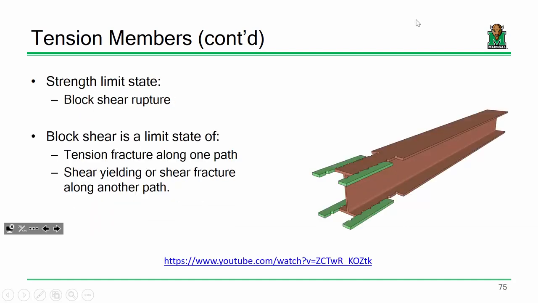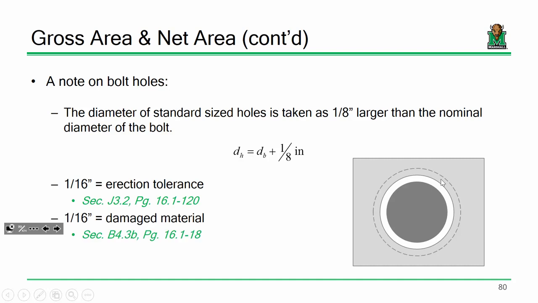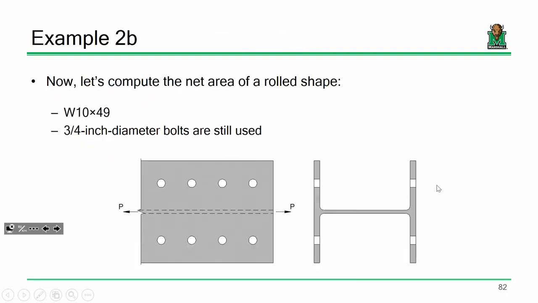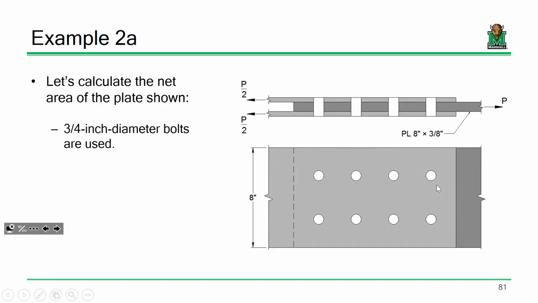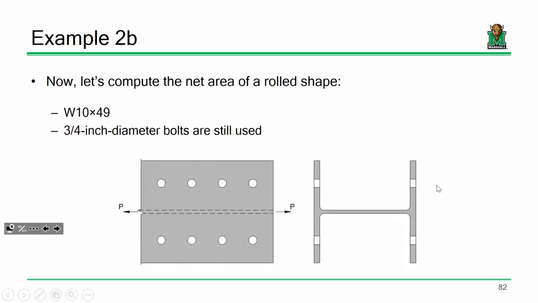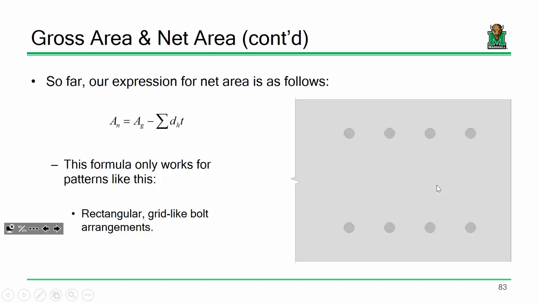Now, let me go forward a little bit. So we discussed some parameters associated with gross and net area, the difference between a bolt diameter and a hole diameter, and why we compute those various provisions. We got into parallel connections. How do we compute the net area of a section with a grid-like pattern of bolts? So we did a plate, and then we had a rolled section.